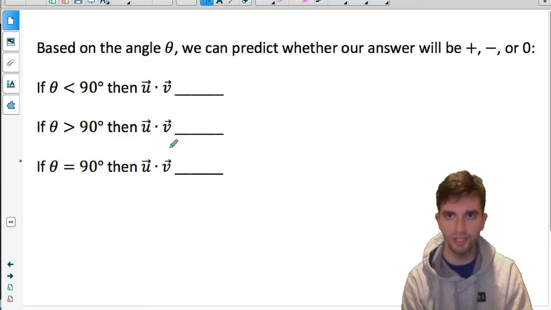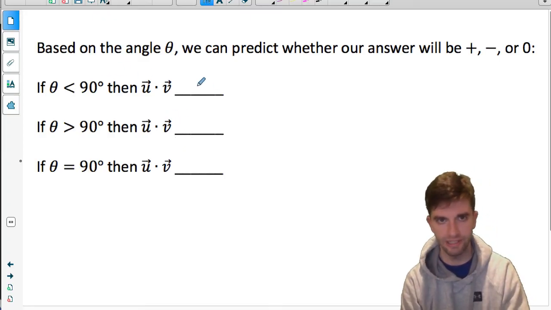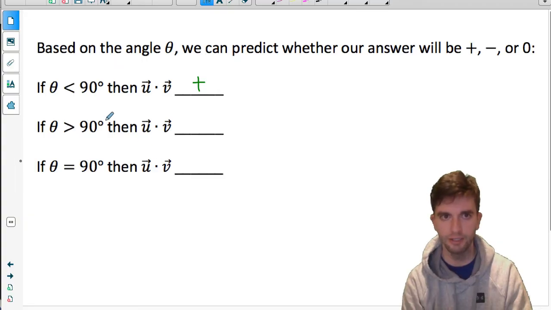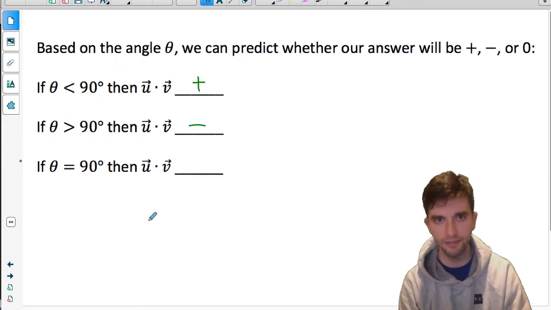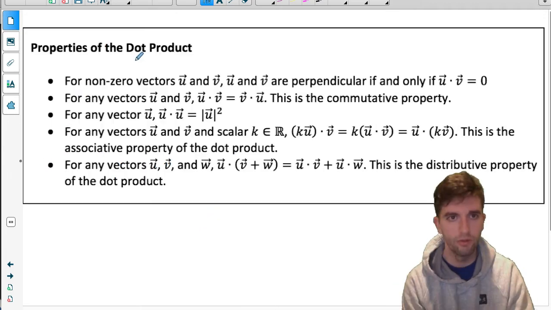So based on the angle, we can predict whether the dot product will be positive, negative, or 0. If the angle is less than 90, we get a positive dot product. If the angle is bigger than 90, we get a negative dot product. And if the angle is 90, the dot product is 0. So now that we're back at this table, give this table just a quick read.